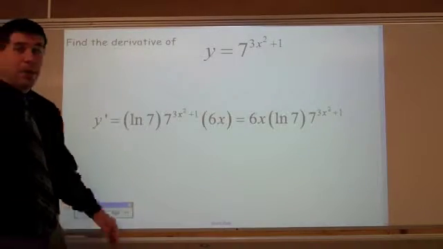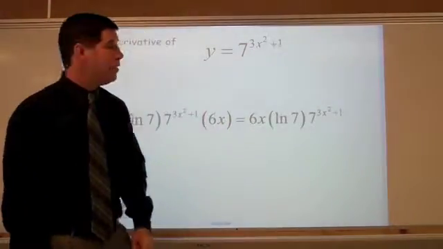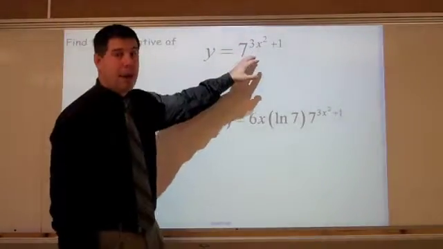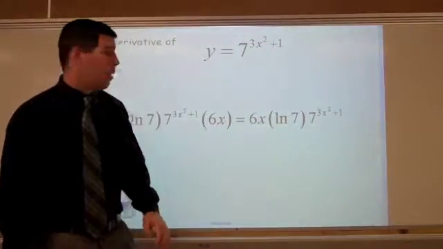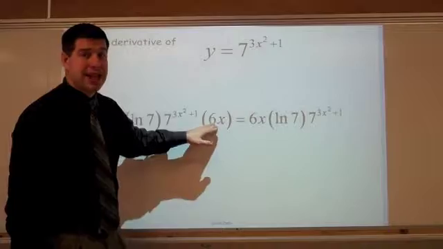So we'll do a problem here. Y equals 7 to the 3x squared plus 1. So it's going to be 7 to the 3x squared plus 1 times the derivative of that exponent, the 3x squared plus 1. So you get 7 to the 3x squared plus 1 times 6x.